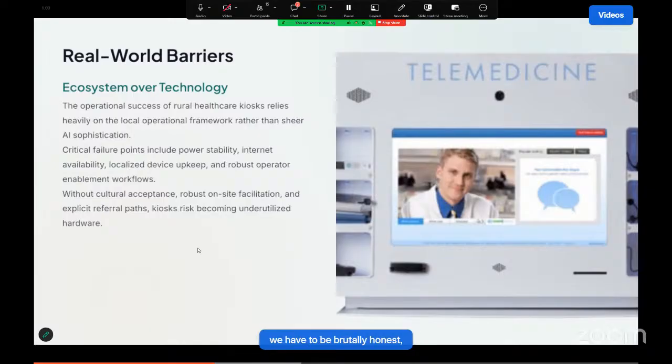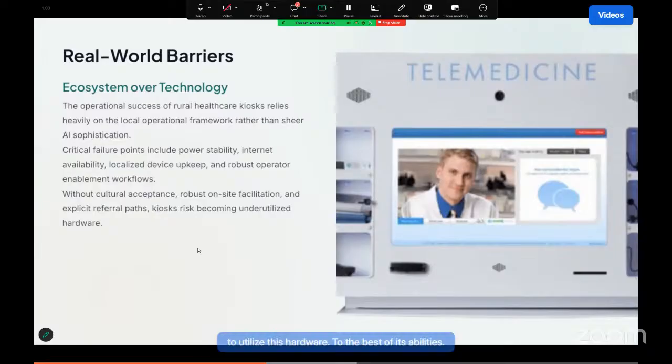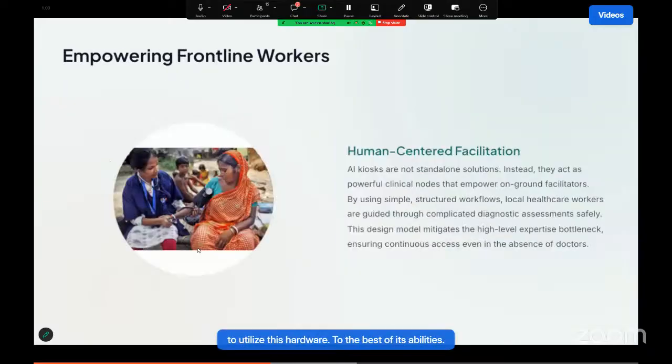However, we have to be brutally honest because these sound like great solutions, but we do have challenges and barriers facing us. As we showed in the previous picture, the technology itself is rarely the biggest hurdle. The actual hurdles that we're going to face are the infrastructure and the environment. Rural areas tend to have a lot of problems with power supplies, unstable internet, and maintaining the hardware physically is really difficult, especially in the harsh conditions they suffer from. If we don't solve these barriers, then we're not going to be able to utilize this hardware to the best of its abilities.